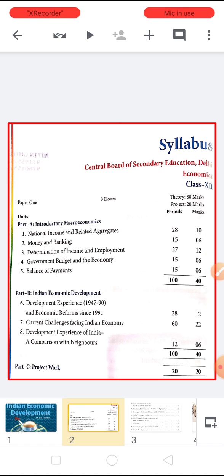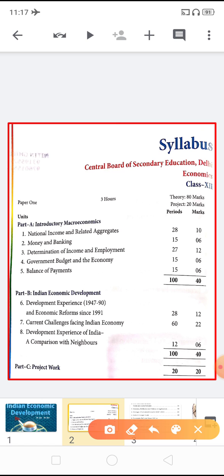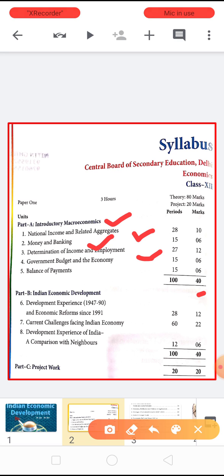Before we move ahead, let us see the syllabus of class 12th economics. The entire syllabus is classified into three categories. The first book is macroeconomics, which has a weightage of 40 marks in your board examination, and in this book we have learned all 5 units. The first is national income related aggregates, with a weightage of 10 marks. Money and banking, 6 marks. Determination of income and employment, 12 marks. Government budget, again 6 marks. And balance of payments, 6 marks.